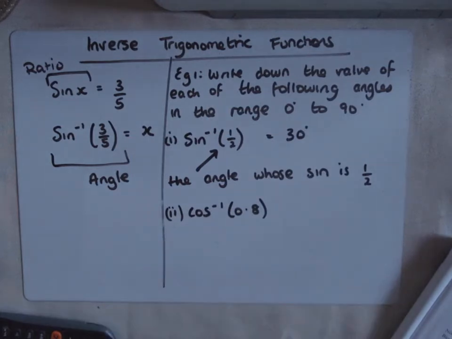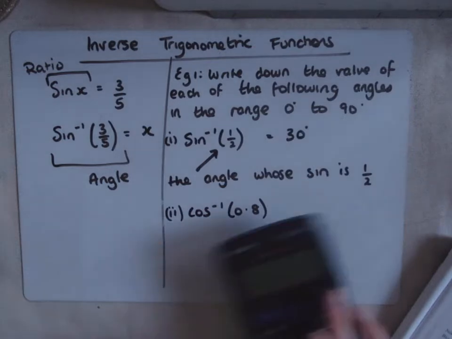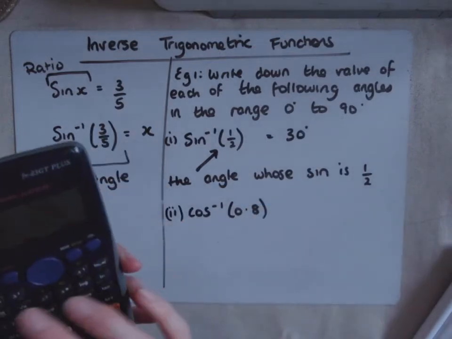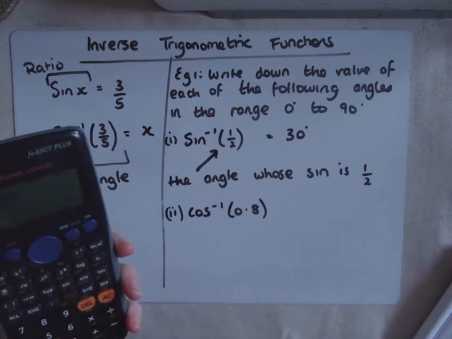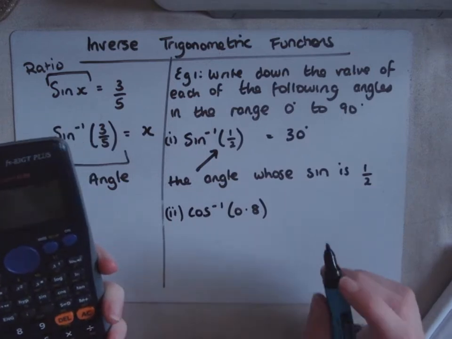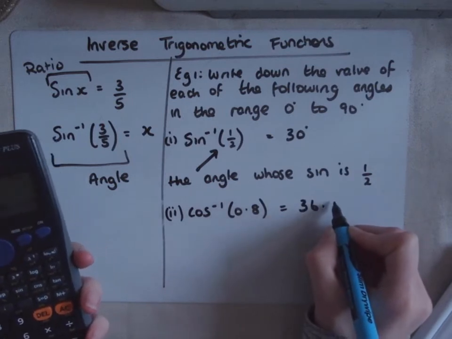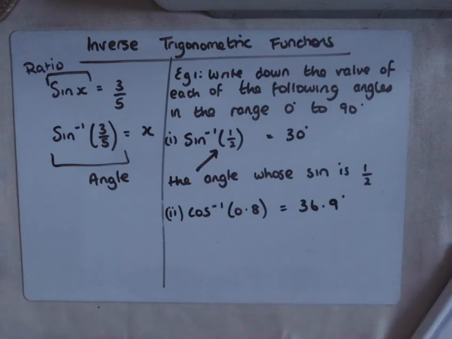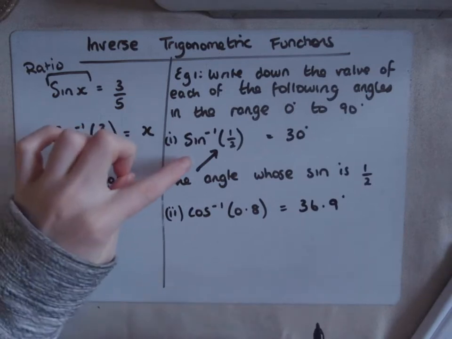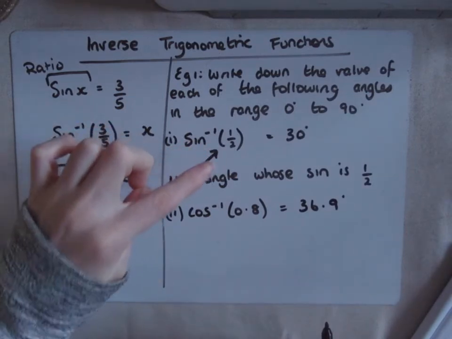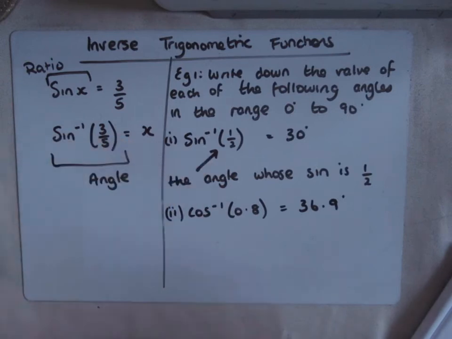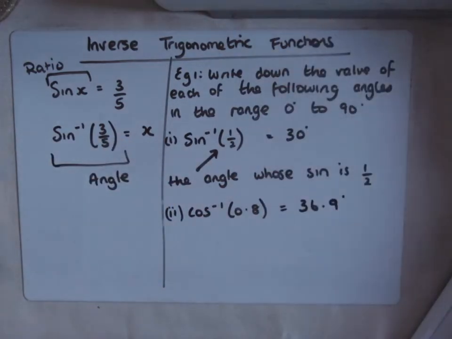So I'm looking for the angle whose cos is 0.8. Now, I'm only going to be able to get that using my calculator. So, shift cos 0.8 equals 36.86. So 36.9. So now that we can see that an inverse trigonometric function is an angle, we can use that now for a few more questions.